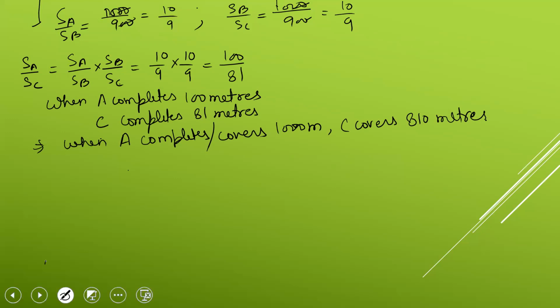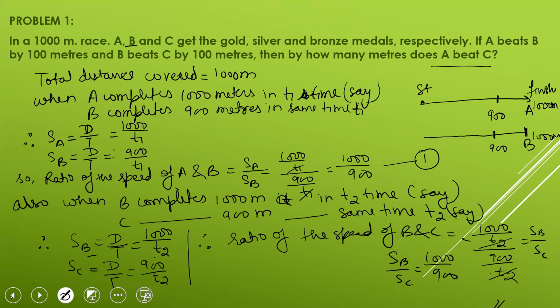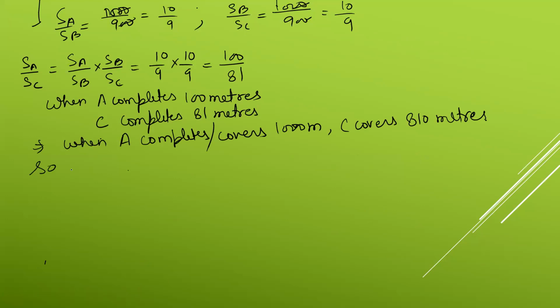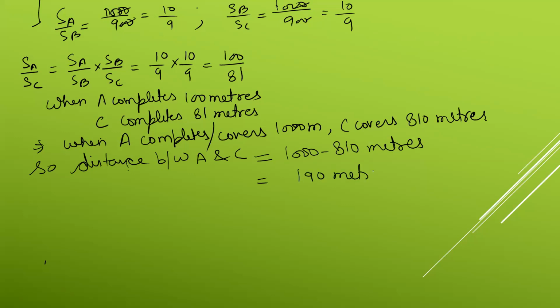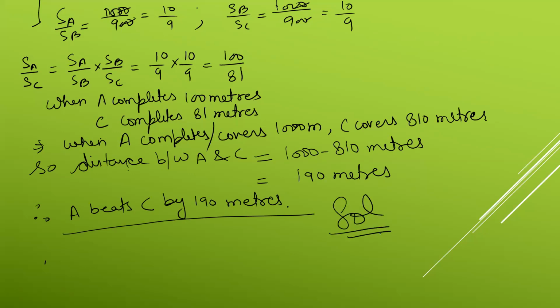Now we need to find how many meters A beats C. So distance between A and C is equal to 1000 minus 810 meters, which is equal to 190 meters, right? So therefore, A beats C by 190 meters. And this is the required solution.